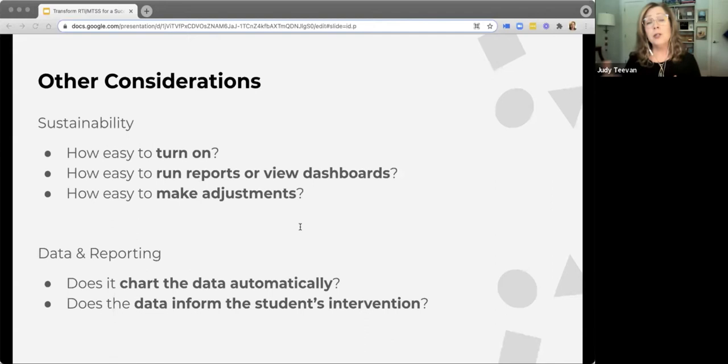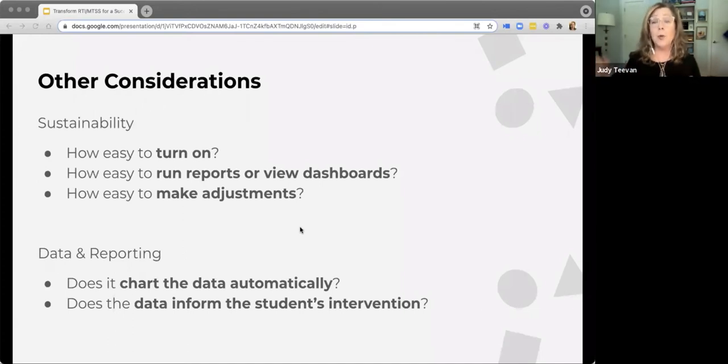Now, once you get past the must-haves of progress monitoring, probably the two most important things to consider are the sustainability of a progress monitoring process, read ease of use for the teacher, and the data and reporting that is automatically generated for every student or group of students. So when implementing a progress monitoring tool for both tiers 2 and 3 and students with disabilities, it's important to consider a program being implemented for larger groups of students. How easy is it for the teacher to turn on, run reports, look at dashboards, and make those adjustments?